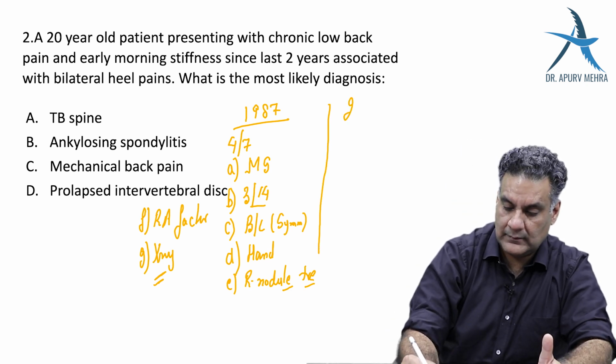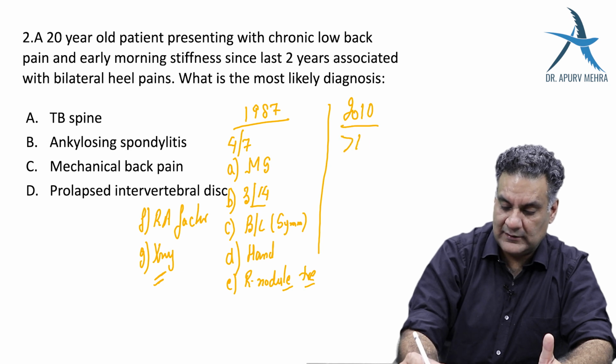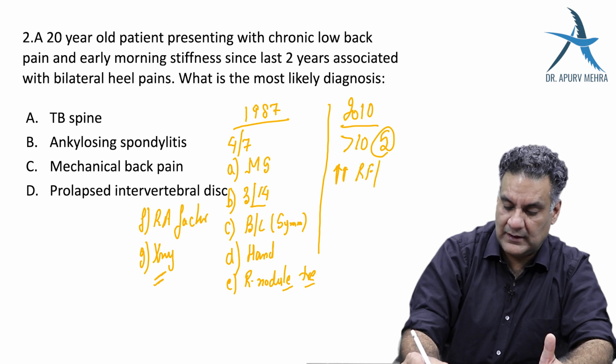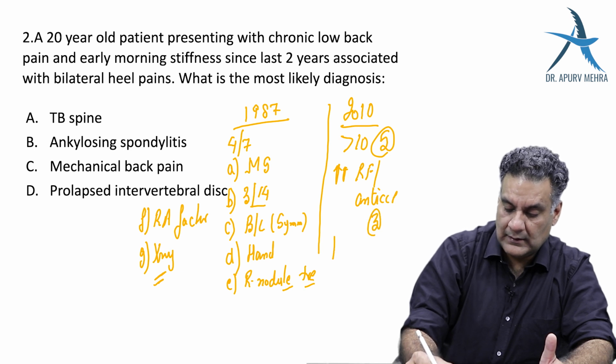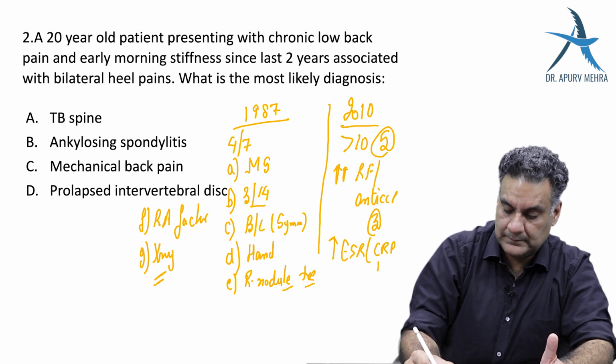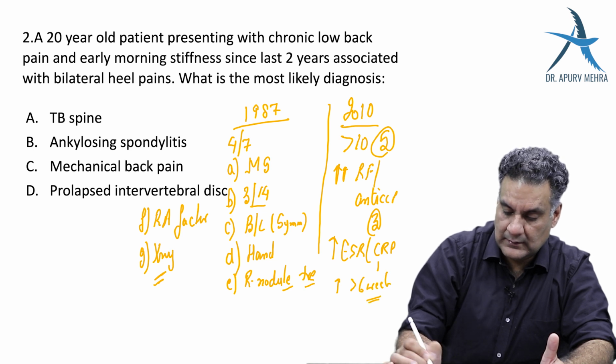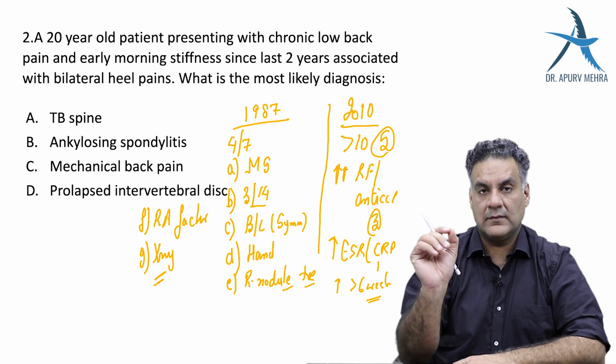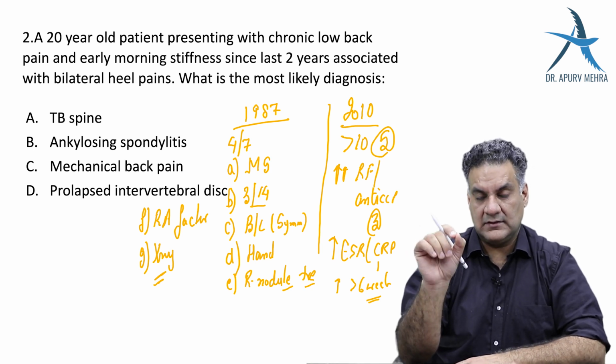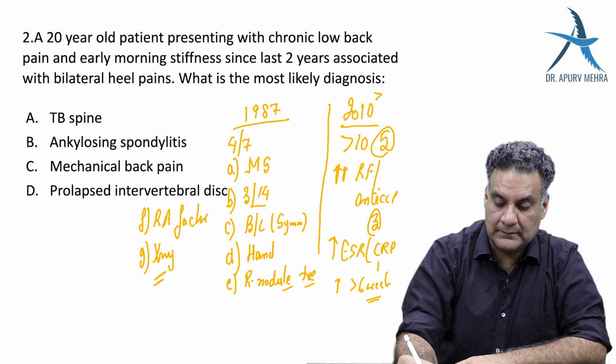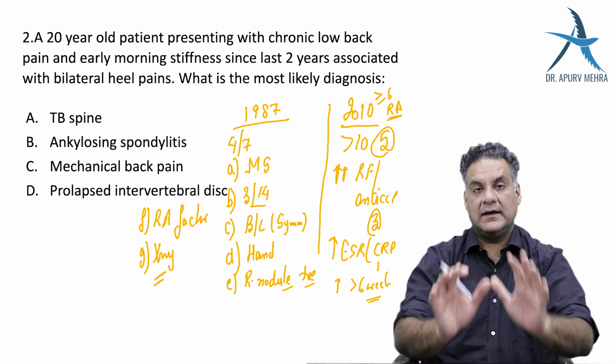2010 criteria. More than 10 joints involved, 5 points. Very high rheumatoid factor and anti-CCP, 3 points. High ESR and CRP, 1 point, and more than 6 weeks duration, 1 point, total 10. More than 6 is equal to RA. So this is the criteria for RA.